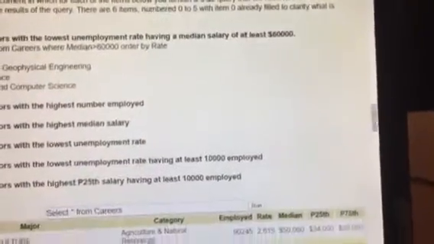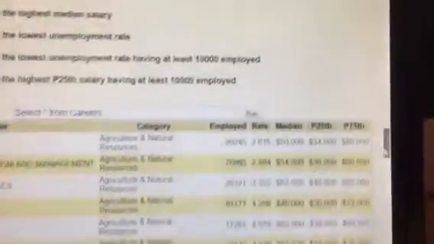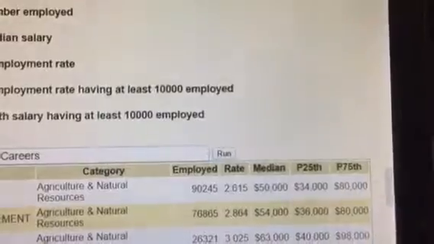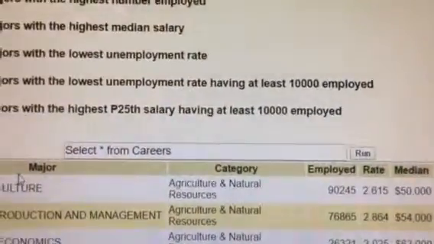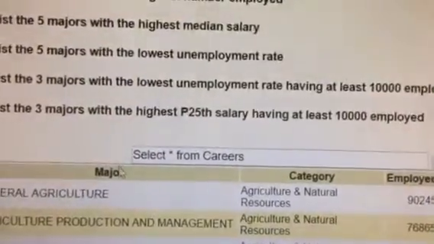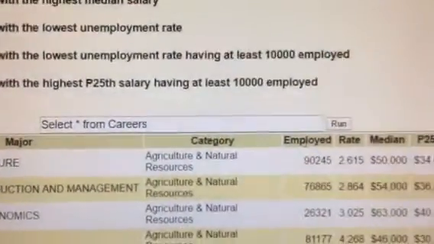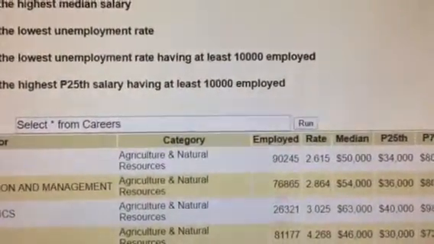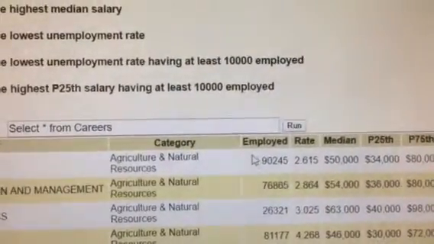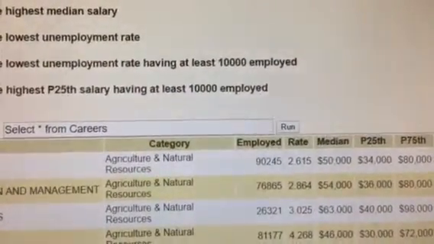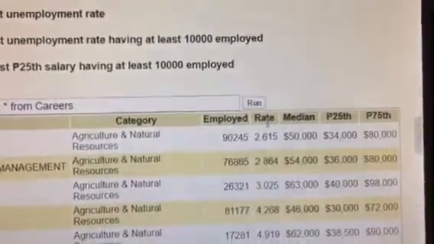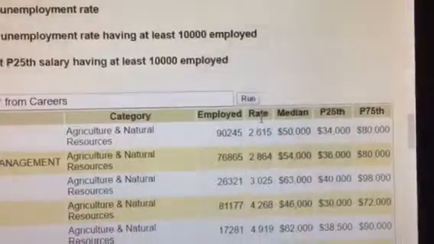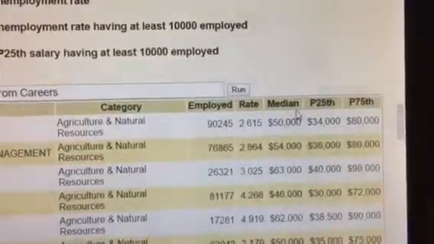Why don't they call this unemployment, or something else? Because if you look down here, these are our field choices. It has to be one of these. It can't be anything else. The computer only recognizes major, category, employed, which is the number of people employed in that field, sorry. The rate is the unemployment rate. So when it's asking you about unemployment, you're going to pick the rate field.